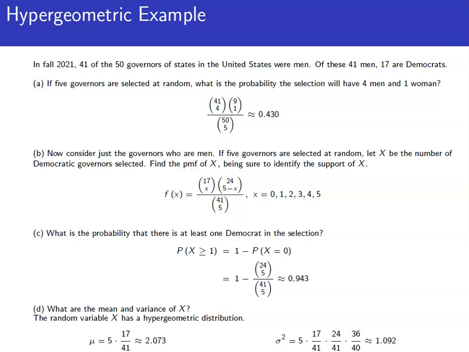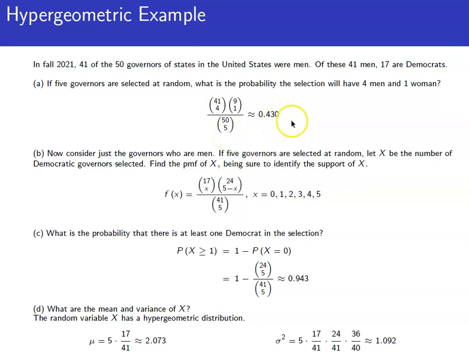So we need to figure out the number of ways to select 4 men and 1 woman, and then divide by the number of total selections of 5 governors. Well, the total number of selections of 5 governors for our denominator here would be, we have 50 total governors, we're going to choose 5 of them. So 50 choose 5 will be our denominator.